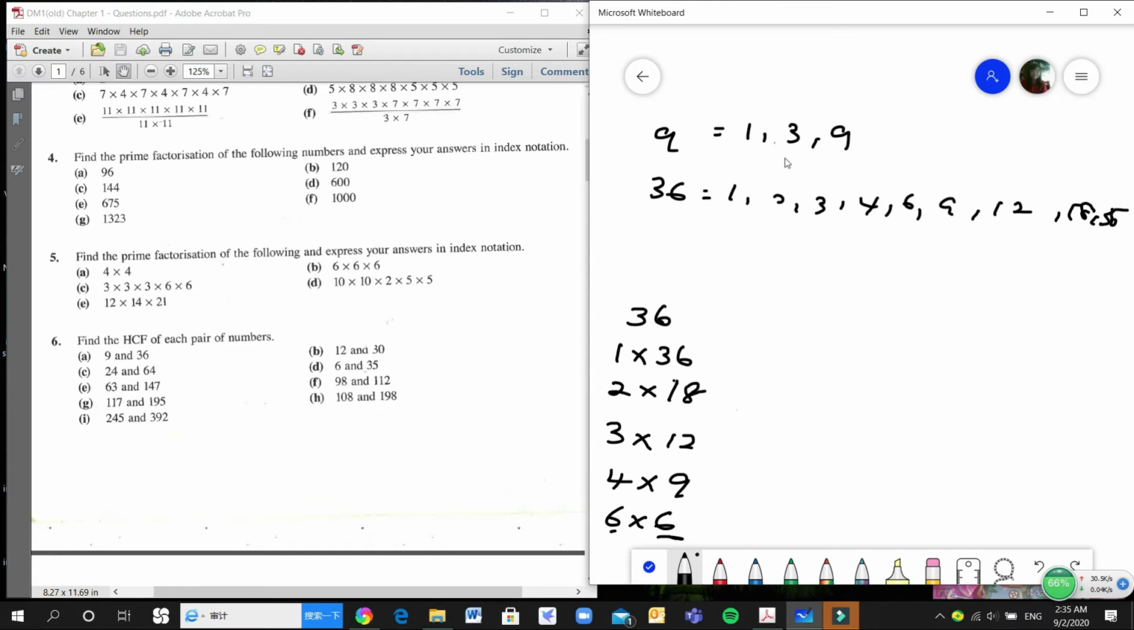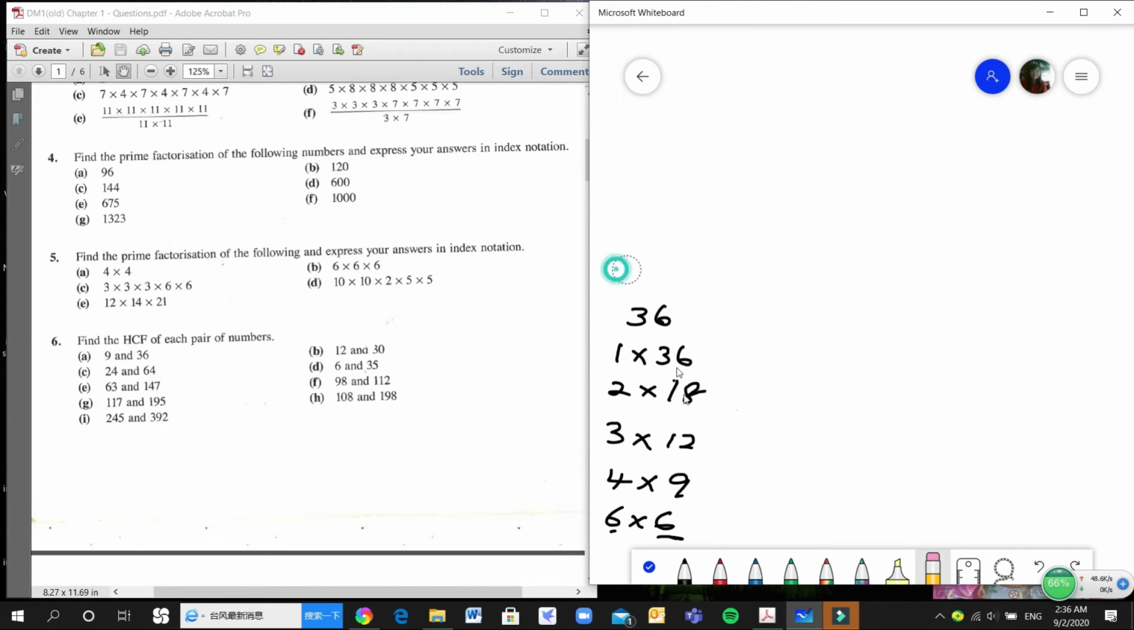And if I want to find the highest common factor, it is the factors that belong to both of them together. And then I want the highest one. So they have the same factors 1, 3, and 9. 9 will be the highest common factor. So the answer is 9. But if I want to save time, if I list down like this, it's quite time consuming. So I strongly suggest we use this method.